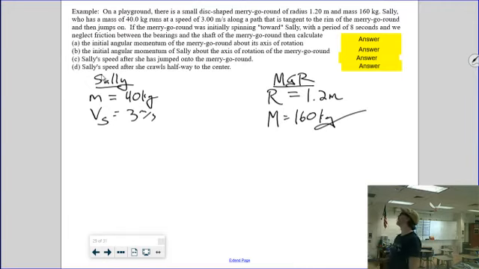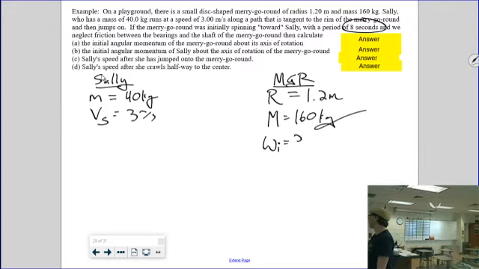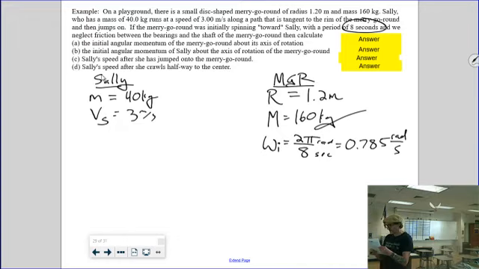Now, the problem tells us that at the beginning it's spinning with a period of 8 seconds. We need that so we can find the angular velocity it has at the beginning. Remember, that's just 2 pi radians in 8 seconds, because the period is the time to go around once. If you divide that, you get 0.785 radians per second. If you read it carefully, it also tells us it's initially spinning towards Sally.